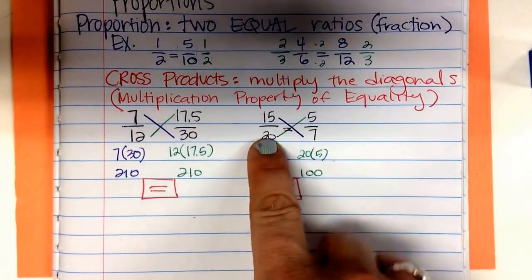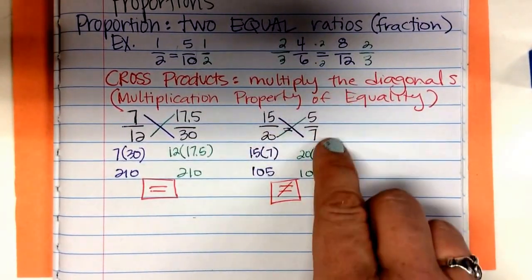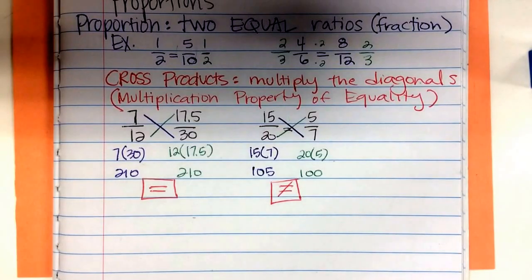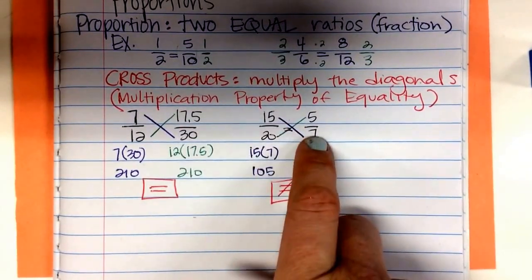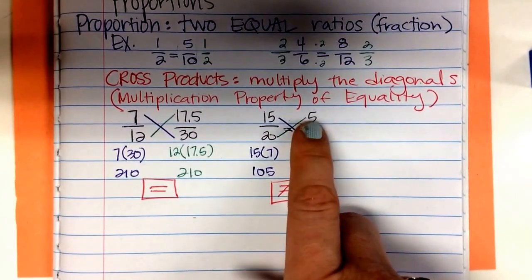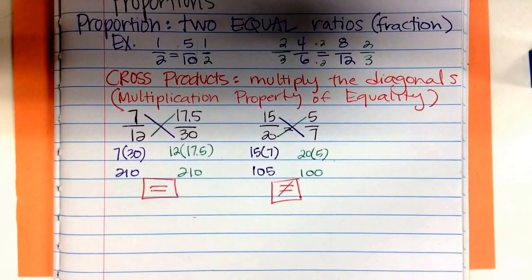15 out of 20 is not the same as 5 out of 7. If you had a pizza and cut it into 20 pieces and ate 15, and somebody else had a pizza and they cut it into 7 pieces and ate 5, you would not have had the same amount of pizza. Right? They are not proportional.